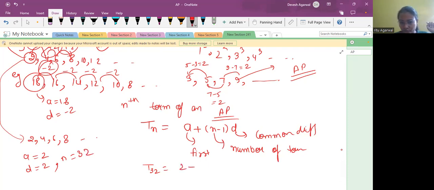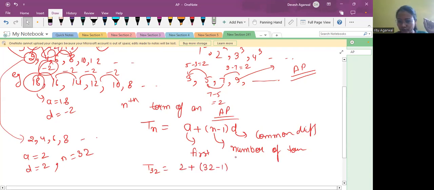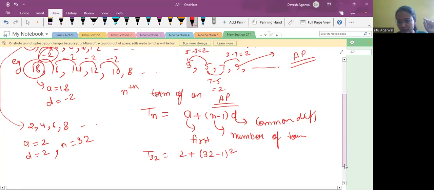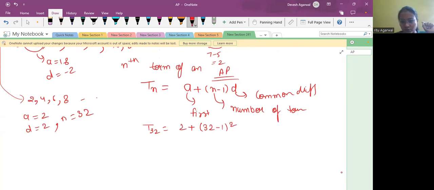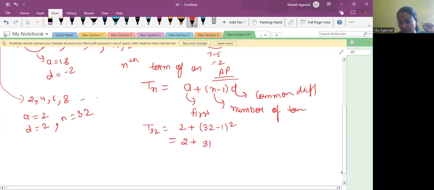So what will we do? Write 2 plus n minus 1, that is 32 minus 1, into d. D is 2, right? So next, 2 plus 31 into 2, right? 32 minus 1 is 31. That is 2 plus 31 into 2, right? So 31 into 2 is 62, correct?